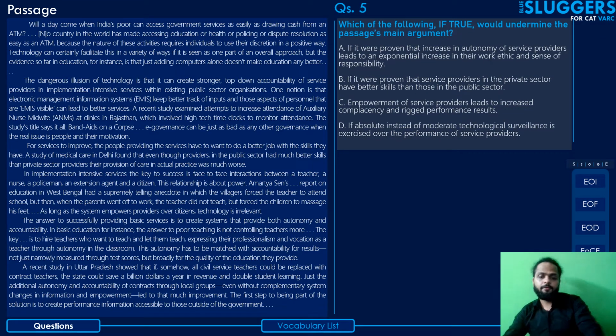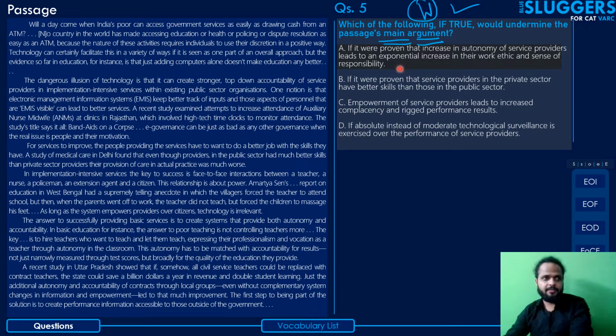Question number 5. The stem says, which of the following, if true, would undermine the passage's main argument, right? So we are supposed to look for the option that weakens or undermines the passage's main argument. All right, let's start. Option 1 says, if it were proven that increase in autonomy of service providers leads to an exponential increase in their work ethic and sense of responsibility. Well, that will not weaken the author's argument. It in fact strengthens part of the author's argument.